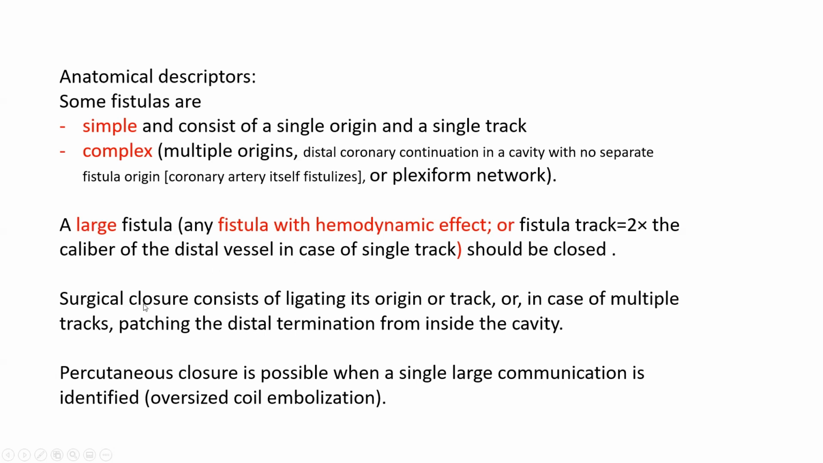Large fistula should be closed, typically surgically, and surgical closure consists of ligating the origin or track of the fistula, or in case of multiple tracks, patching the distal termination from inside the cavity. You cannot ligate all those multiple complex plexiform tracks. You can just patch the termination from inside the cavity, and the plexiform web may thrombose. Percutaneous closure is possible with those simple fistula, and that's why that classification is more useful for decisions about percutaneous management. So percutaneous closure is possible when a single large communication is identified and you use coil, oversized coil embolization.